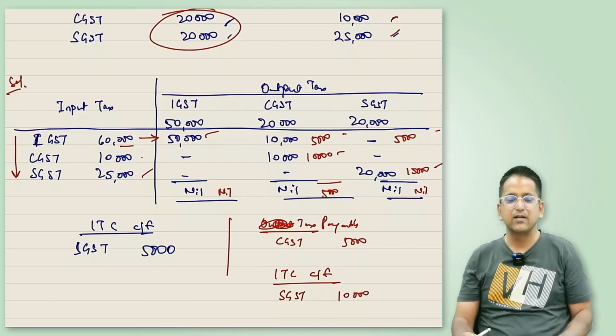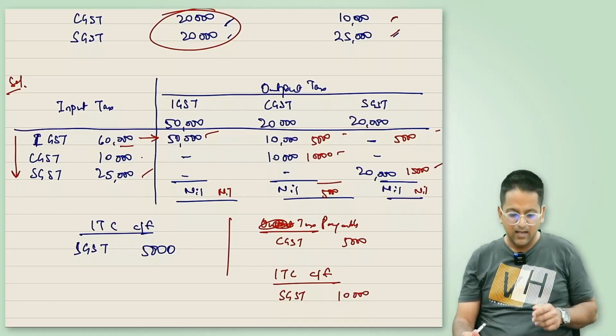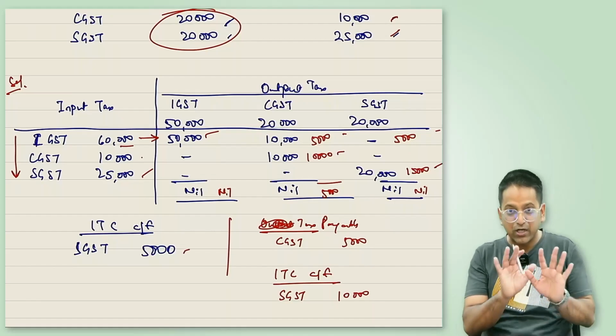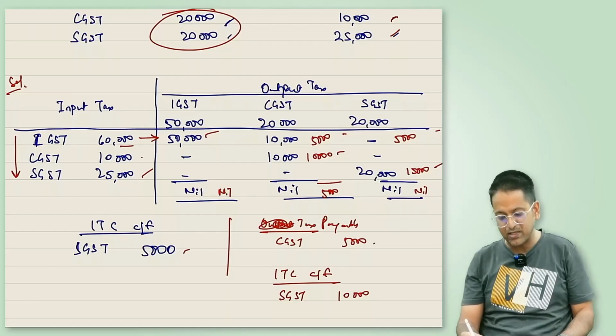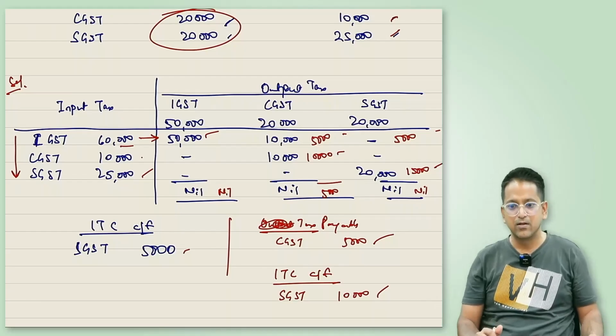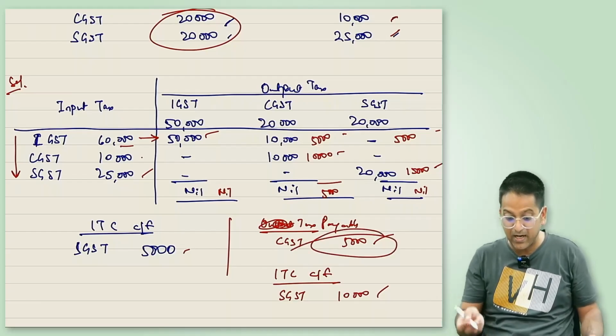Tell me one thing. What does your mind say? That we carry forward 5,000 rupees of SGST and don't pay anything, or first we pay 5,000 CGST and then carry forward SGST of 10,000? What foolishness is this? We already have taxes to carry forward and yet you are paying taxes. Why should we pay tax, guys? 5,000 rupees without paying tax.